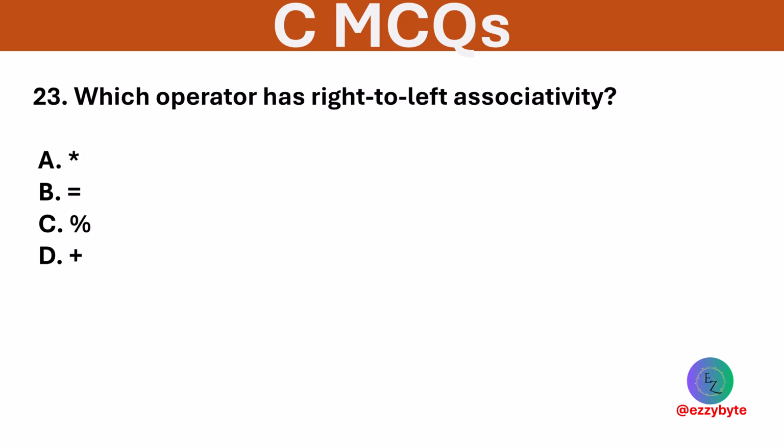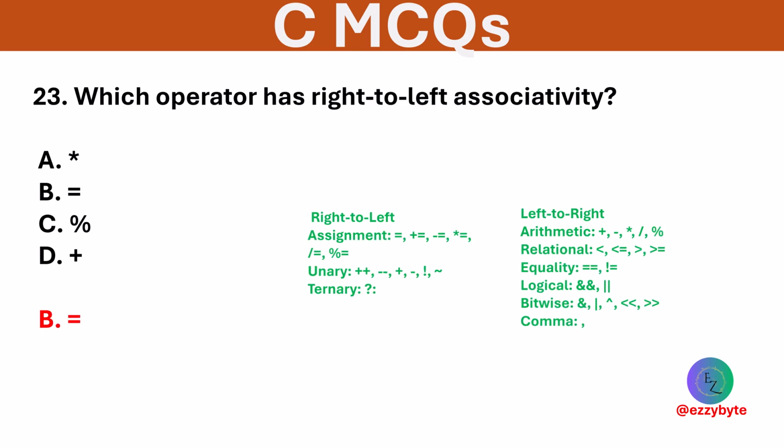Which operator has right to left associativity? Options are multiply, assignment, modulo and plus. Option B is correct. Most operators in C have left to right associativity, but assignment operators like equals have right to left associativity.